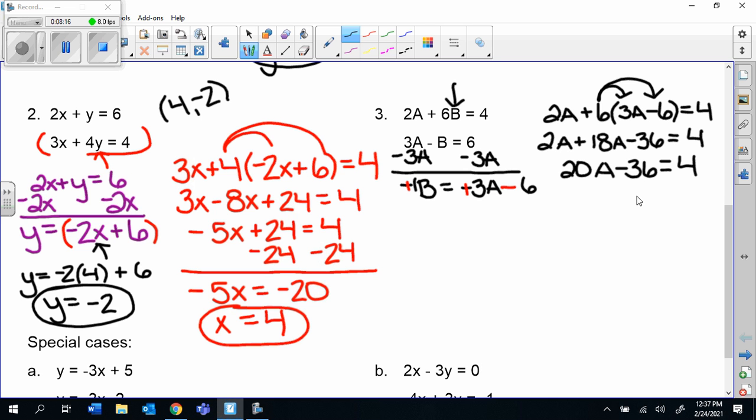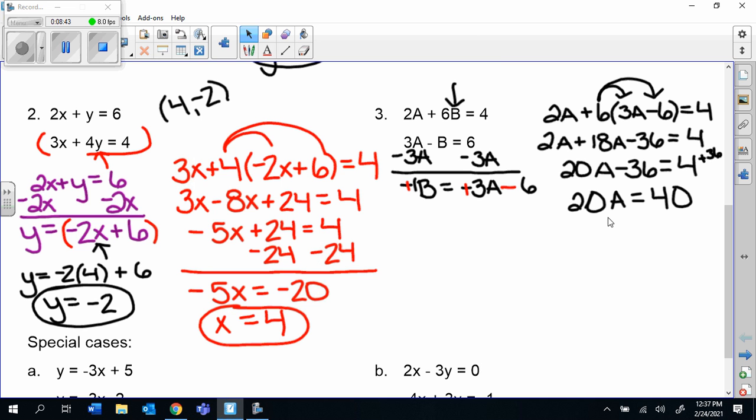In the last problem, I referred to starting to jump some steps. What does that look like? Well, instead of writing plus 36, you know when you jump that over, it's going to become a positive. So you can just kind of mentally go 4 plus 36. So this next step is going to be 20a equals 40. Do it out the long way if that didn't make sense. And then divide by 20, so a equals 2.